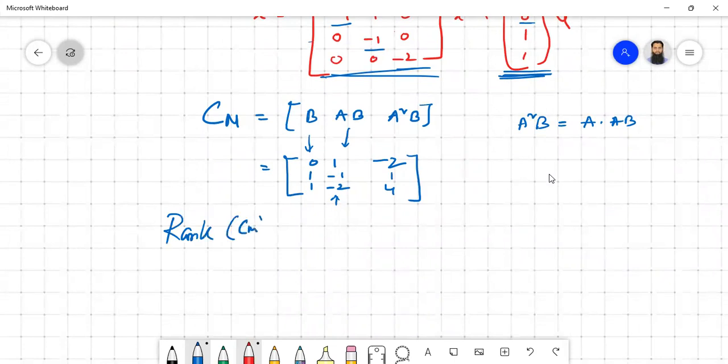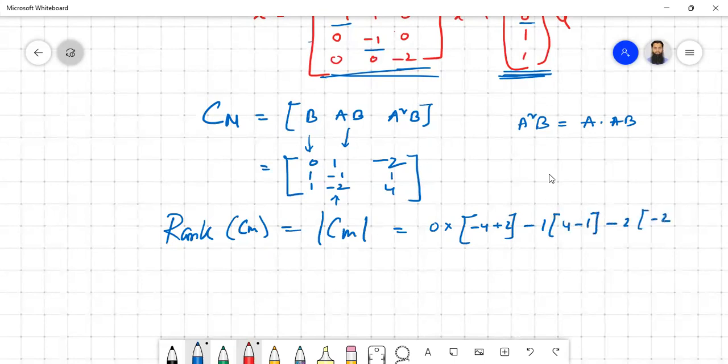Next, you have to find out the rank of CM, and the procedure of finding the rank is basically finding the determinant of your matrix. So find the determinant, that is 0 into minus 1, minus 4 into minus 4 plus 2. Since we multiply 0, it doesn't make any difference. 4 minus 1, minus 2 plus 1. So eventually, minus 3 plus 2 is equal to minus 1.